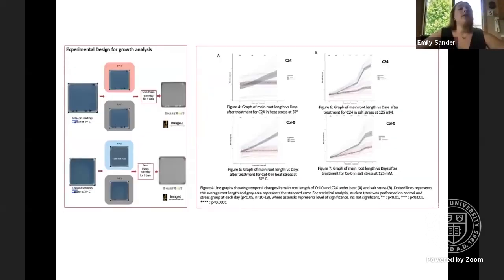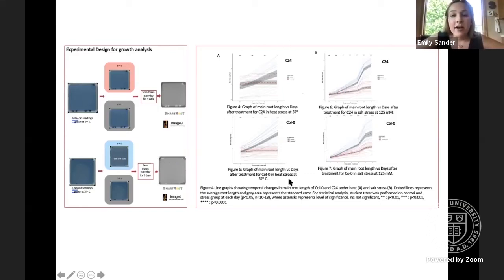So then for my growth analysis, what I wanted to do was look at the growth rates on those MS plates. So every day for 4 days for heat, I scanned those plates in and used SmartRoot and ImageJ to trace the primary root. And then I did the same thing for salt stress, but those were for 7 days because Arabidopsis can withstand salt a little bit more than it can withstand heat, 37 degrees Celsius.